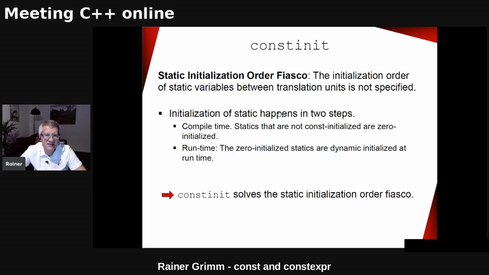Why? Statics are initialized in two steps. At compile time, they are zero initialized if they are not constant. And at runtime, they are dynamically initialized with the value you gave them. And therefore, we have a dependency here. Or in concurrency, I would say a race condition. And constinit solves this issue.